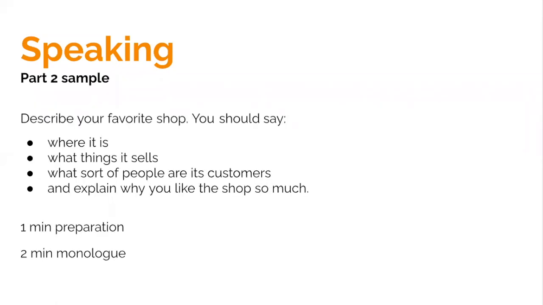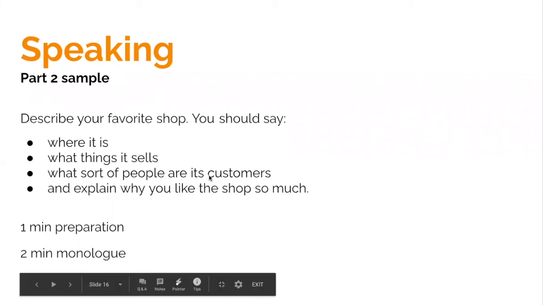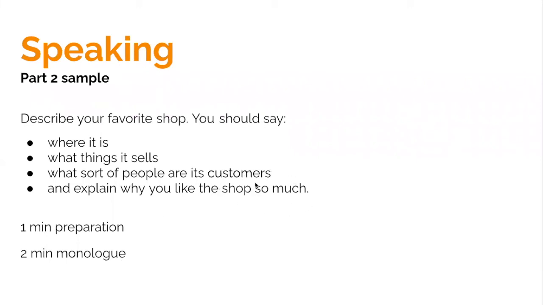Let's see if we have a sample. Yeah, guys, let's look at the sample here. So we have a part 2 sample question. It says, describe your favorite shop. You should say where it is, what things it sells, what customers it has. Explain why you like the shop so much. This is a typical example of a part 2 topic.